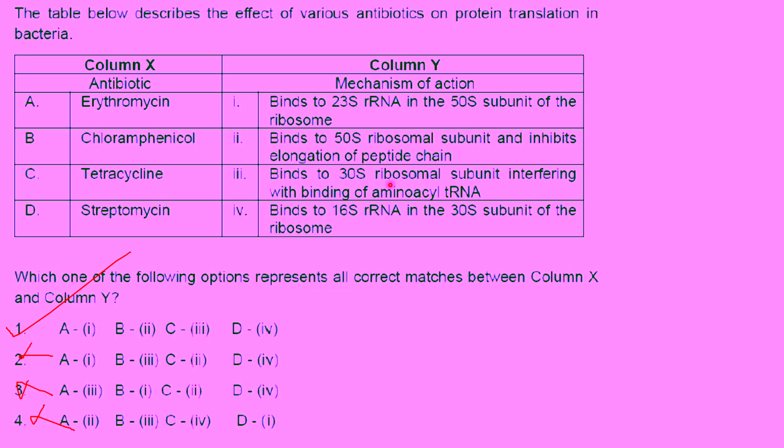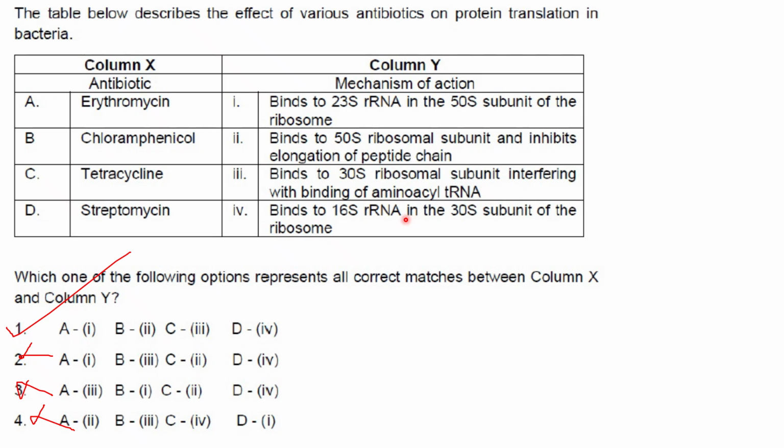So it binds to 16S rRNA. Yes, 16S rRNA is required for complementary base pairing with the mRNA, because 16S rRNA is the one which has the Shine-Dalgarno sequence. So if streptomycin binds to 16S rRNA, the mRNA will not be able to come and bind there. So initiation of protein synthesis is blocked, in the 30S subunit of the ribosome. So D4.